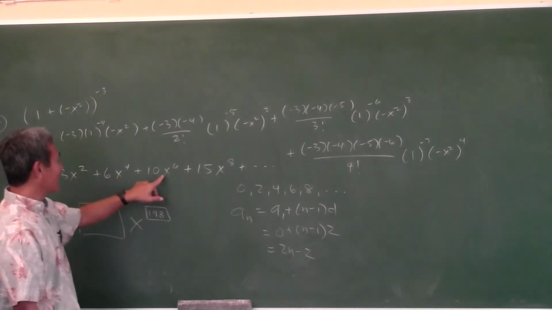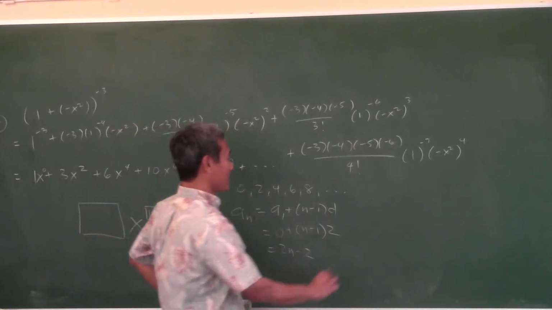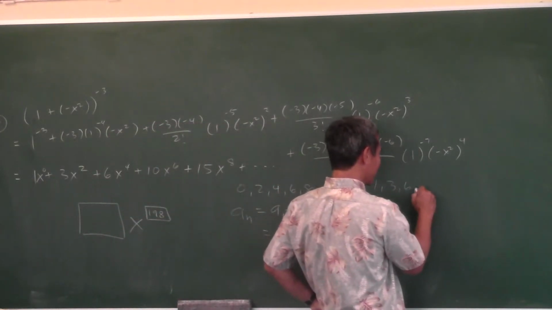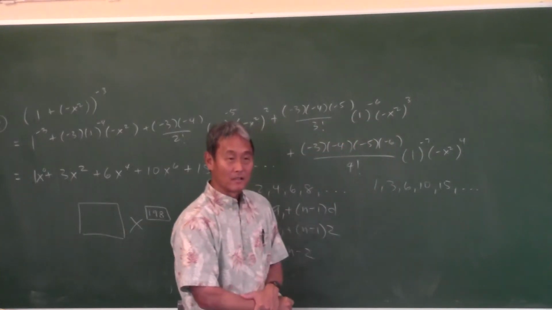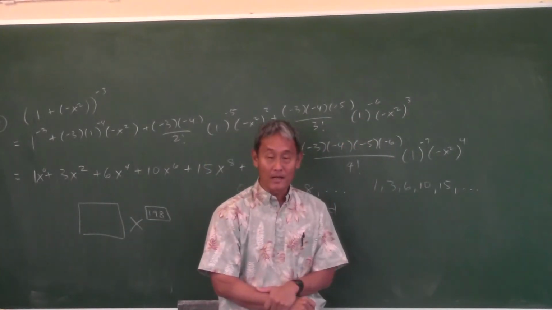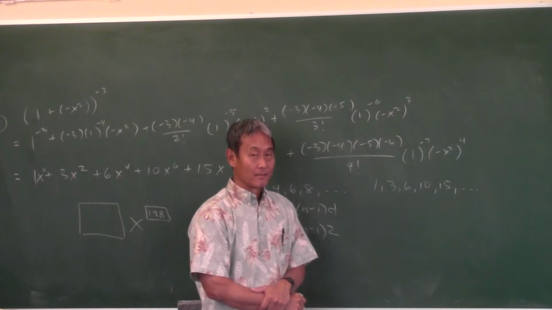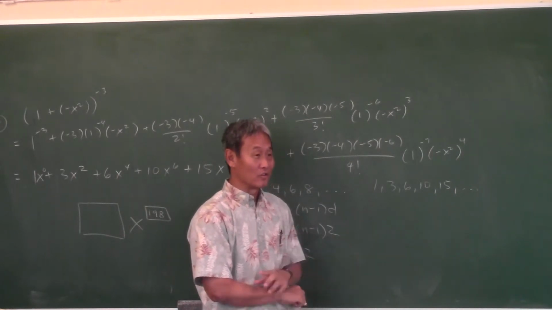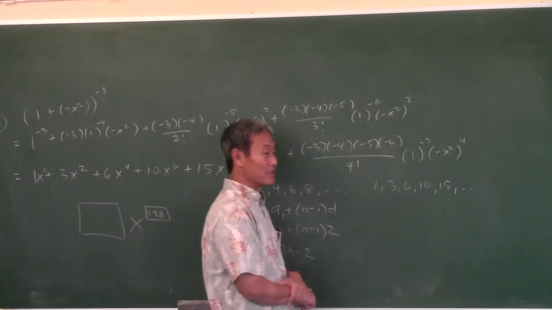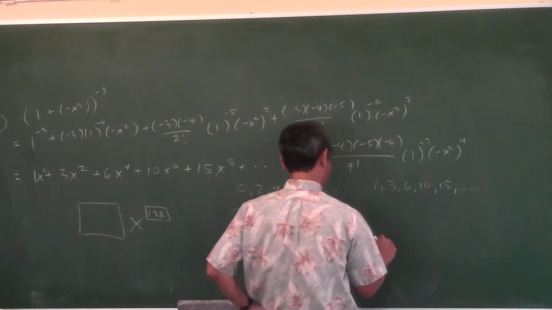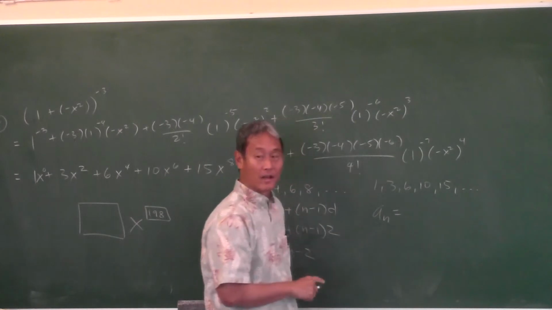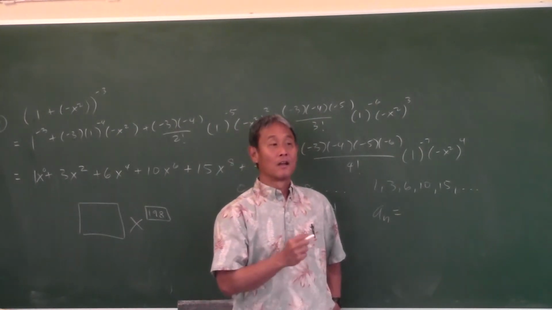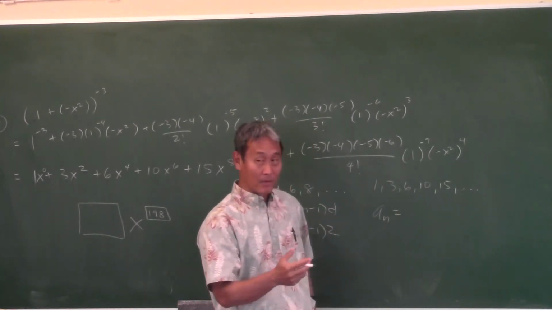1, 3, 6, 10, 15. Is this an arithmetic sequence? No, because you don't add the same number every time. But these are famous numbers that you should know. I already talked to your pre-algebra teachers and they told me they taught you this. What special numbers are these? These are the blank numbers.